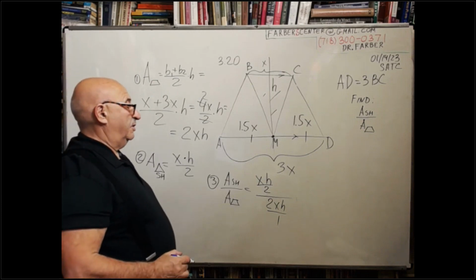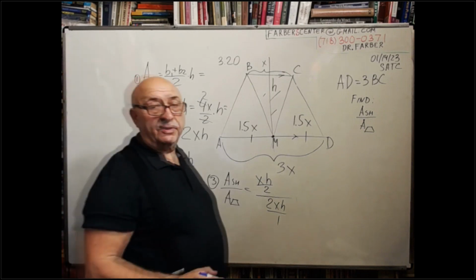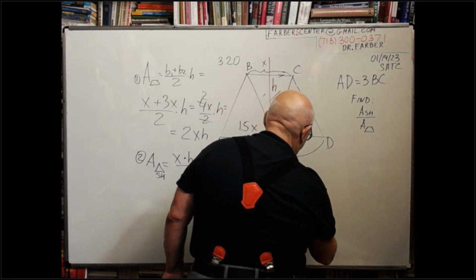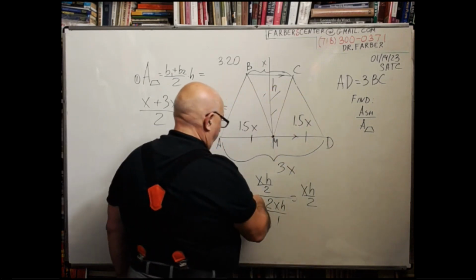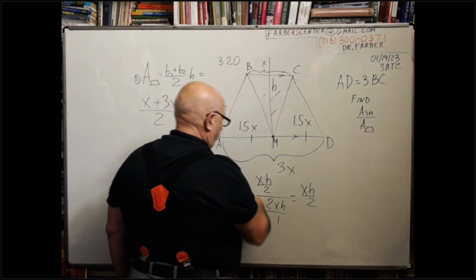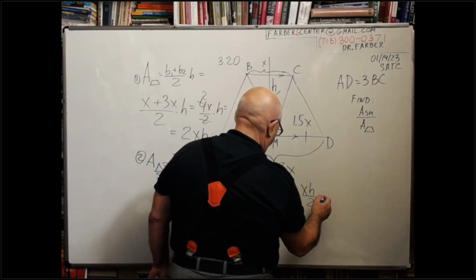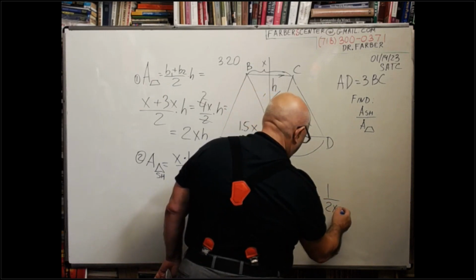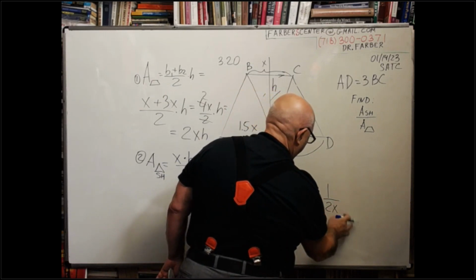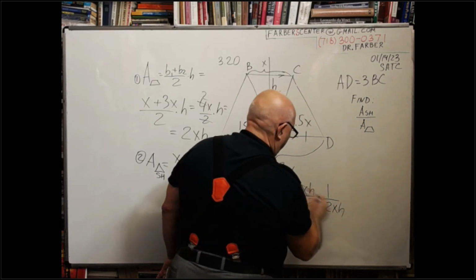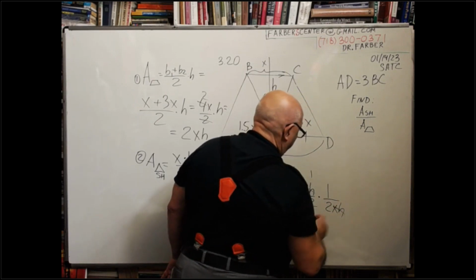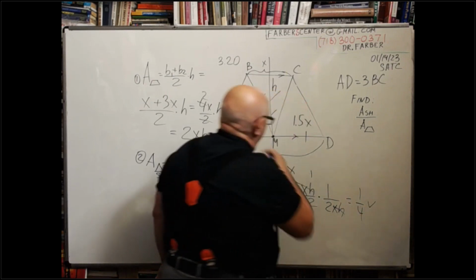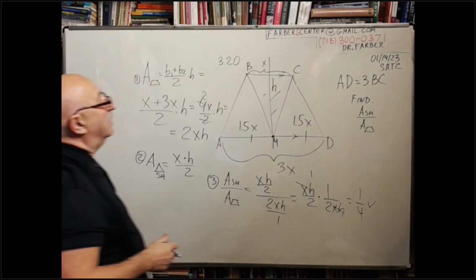Now, third grade: keep, change, flip, Kentucky fried chicken. Take this one, xh over 2, keep. Change division to multiplication, and flip upside down: 1 over 2xh. Next, xh cancels out. You get 1 over 4. Typical question from many SATs.